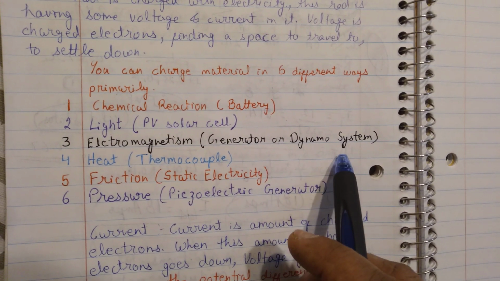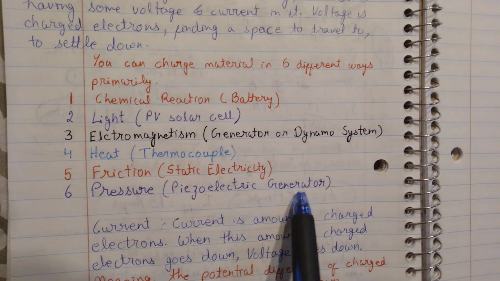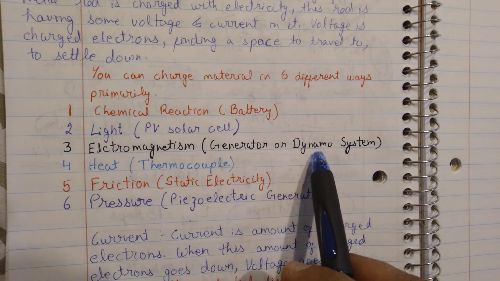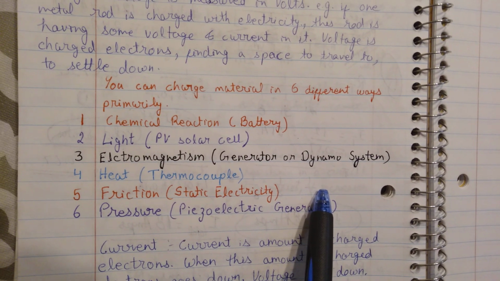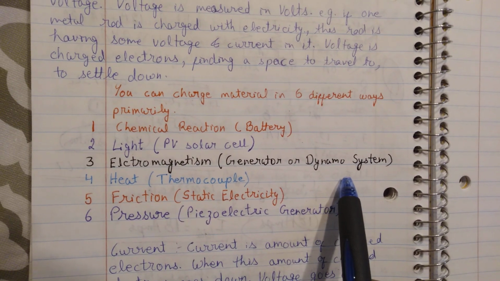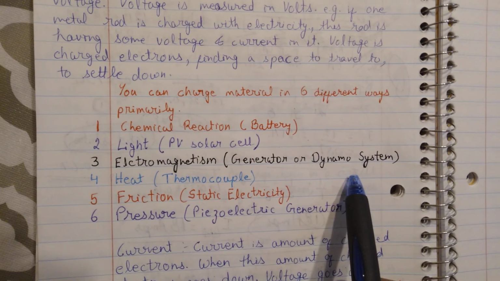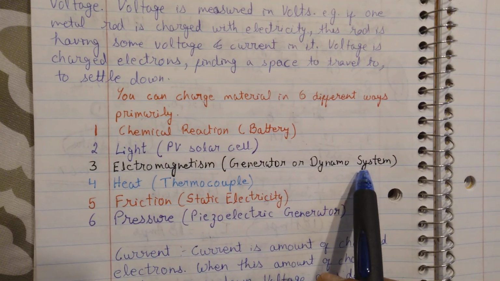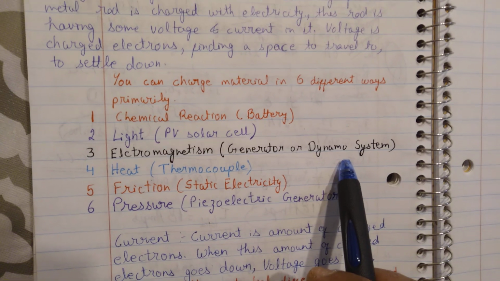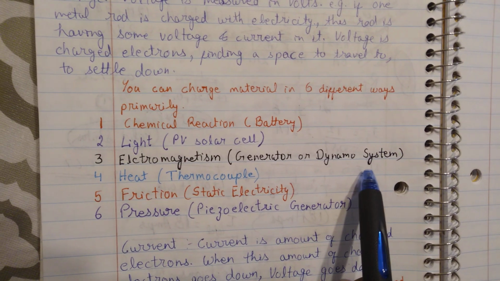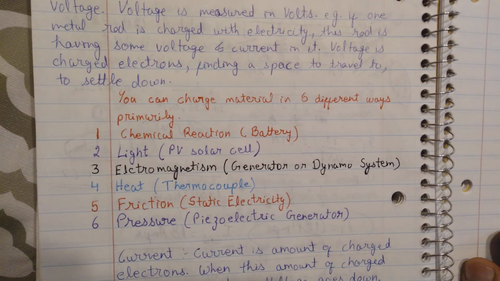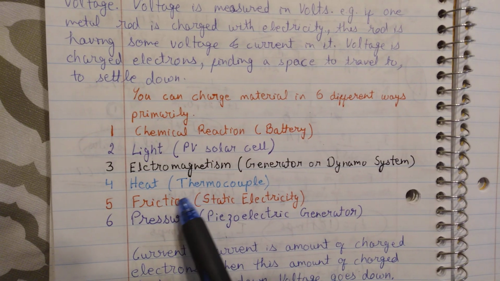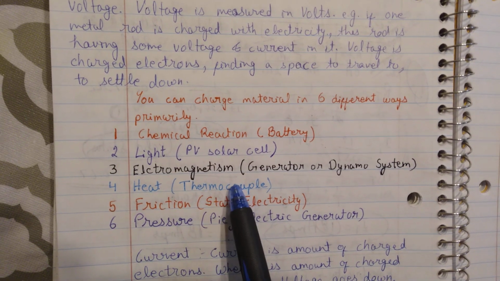in developing countries. What they do is they fit a dynamo on their bicycle, and when they ride their bicycle, it generates some electricity to give power to the light bulb on the handle of their bicycle, so that they can ride their bicycle in the night time as well. Then the next is the thermocouple.